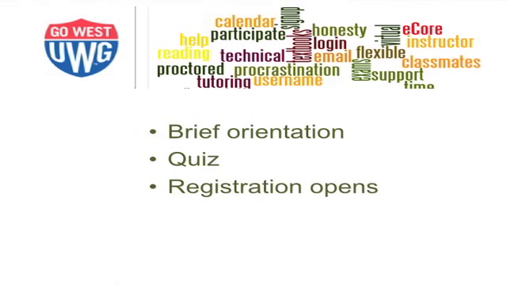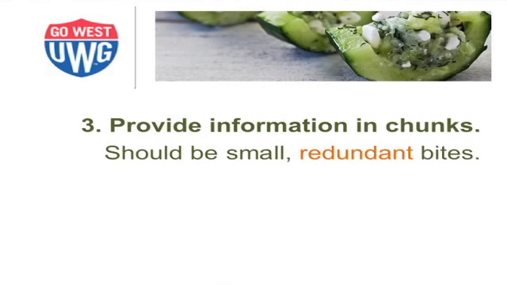Okay, so what they do is they take the brief orientation, they take the quiz, and the orientation opens. The third thing that we need to do, and this is about student support and about your course, and you probably know this if you've taught online, is that information should be provided in small chunks, and it should be redundant. That is important in your courses when you're giving them information, and it's also important when we're doing student support. Like we might send out an email that says, you need to sign up for your proctored midterm by Friday. This is a reminder, okay?